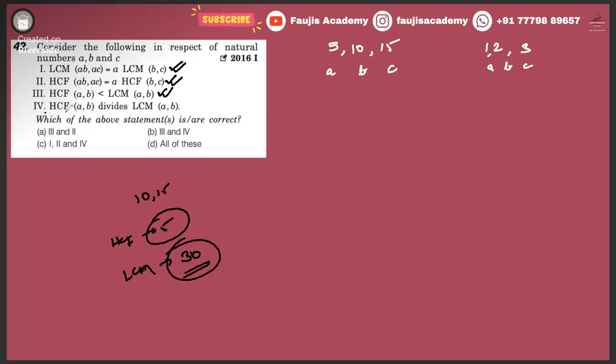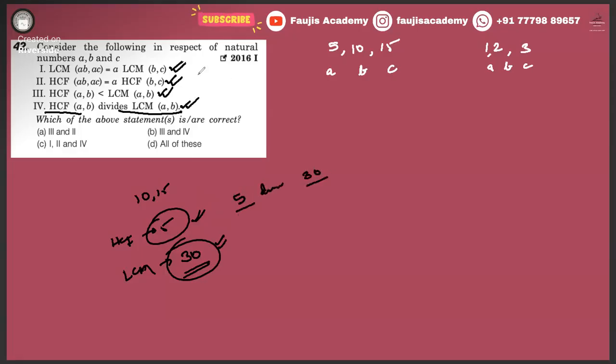HCF divides LCM: HCF of AB divides LCM of AB. Is it right or wrong? HCF is 5, LCM is 30. Does HCF divide LCM? Yes. So this is also right.